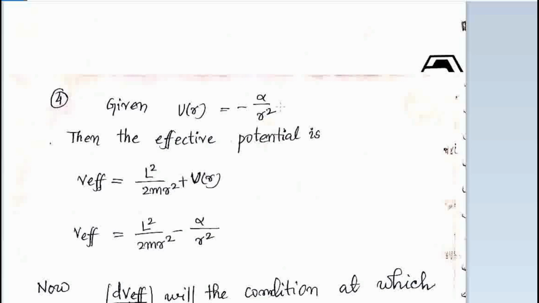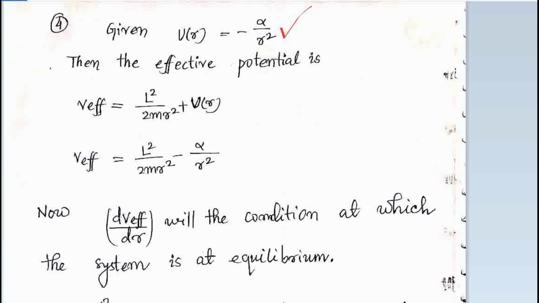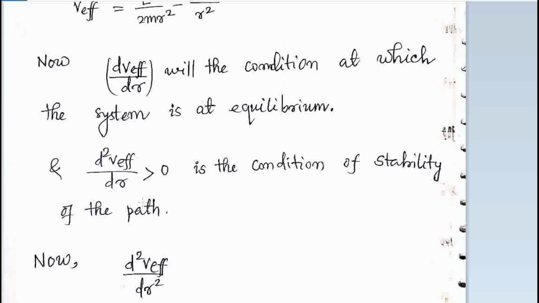You see, the potential is this. We can find the value of alpha by applying two formulas: the first derivative of V effective and the second derivative of V effective. So make the first derivative of V effective as 0, and for the stability concept, we have to apply del square V effective by dr square greater than 0 for the stability condition.